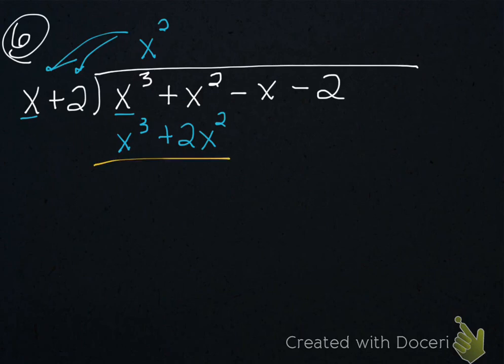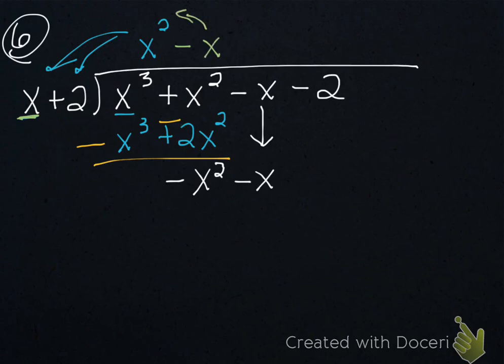Now draw your line, change both signs. Minus, minus. Add x cubed minus x cubed, 0. X squared minus 2x squared is negative x squared. Bring down the next term, minus x. Now, what do I multiply x by to get negative x squared? It's going to have to be negative, and I need one more x.